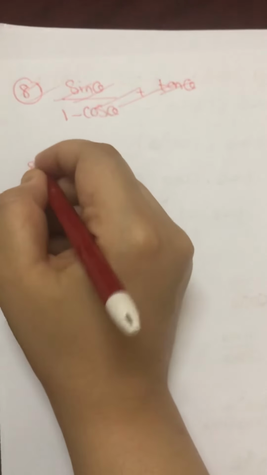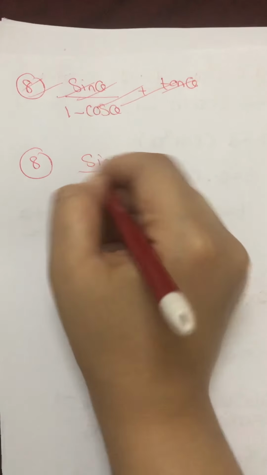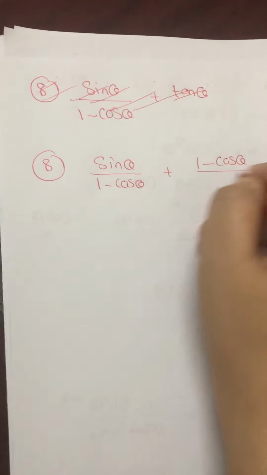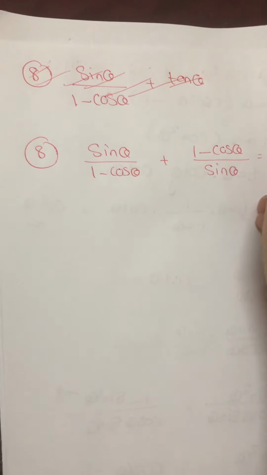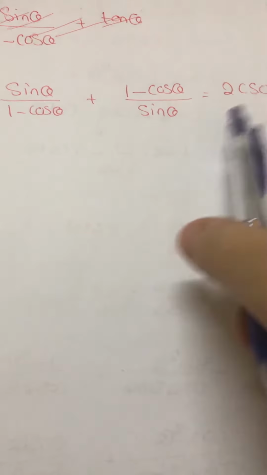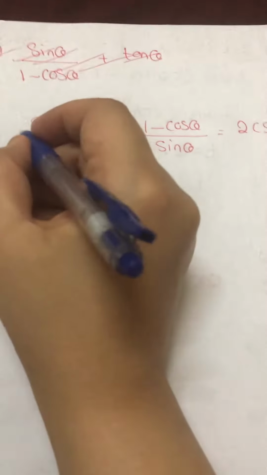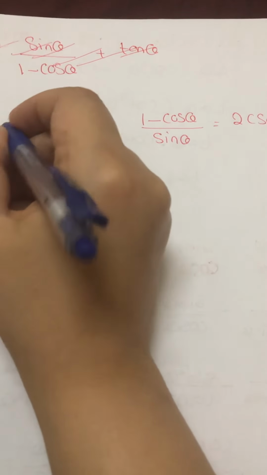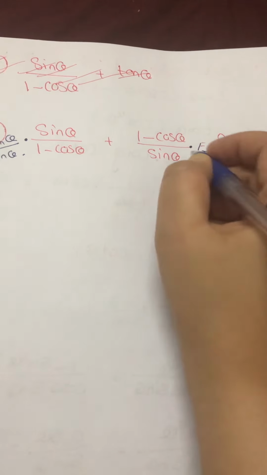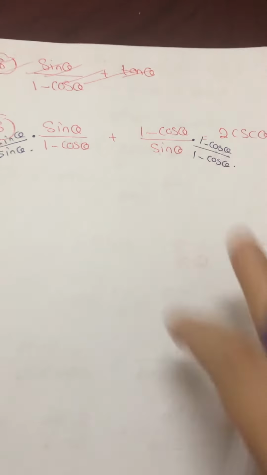Well, okay. Question number 8 says sine theta over 1 minus cosine theta plus 1 minus cosine theta all over sine theta. That's equal to 2 cosec theta. Okay, how will I start over here? I cannot add them because they have different denominators. So this side needs a multiplication of sine theta over sine theta, and this side needs a multiplication of 1 minus cosine theta over 1 minus cosine theta.